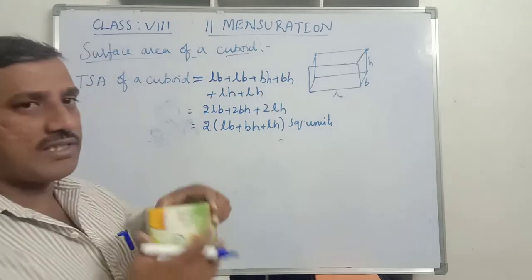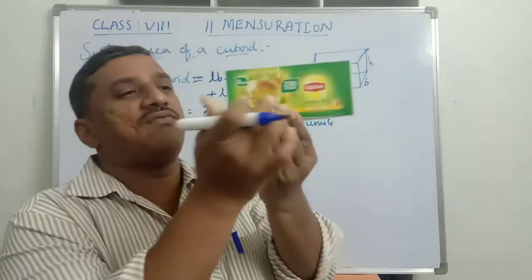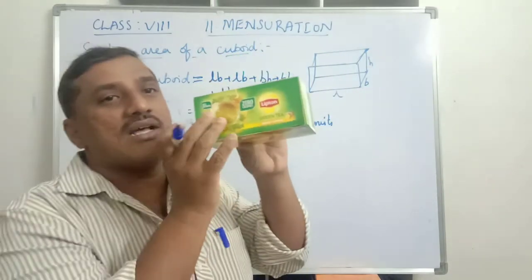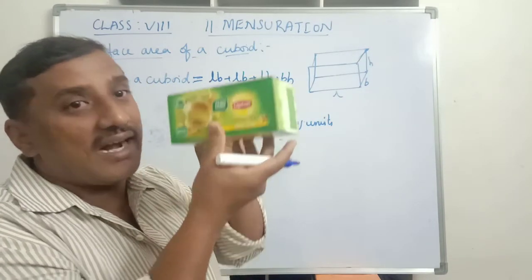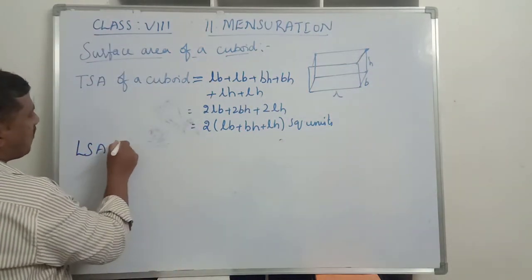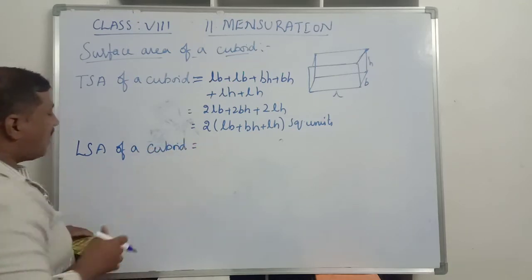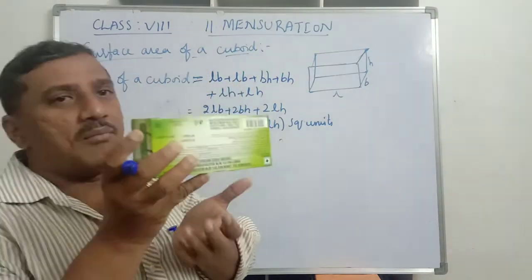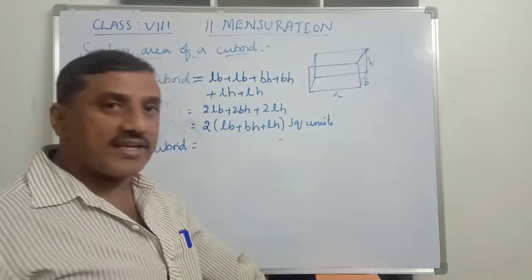Now if you see, excluding the top surface and bottom surface, these 4 surfaces, the front, the back and these 2 sides, are known as lateral surfaces. Now the LSA of a cuboid, LSA means lateral surface area of a cuboid. Excluding the top surface and bottom surface, that is, LB and LB won't be there, the remaining 4 faces are there.